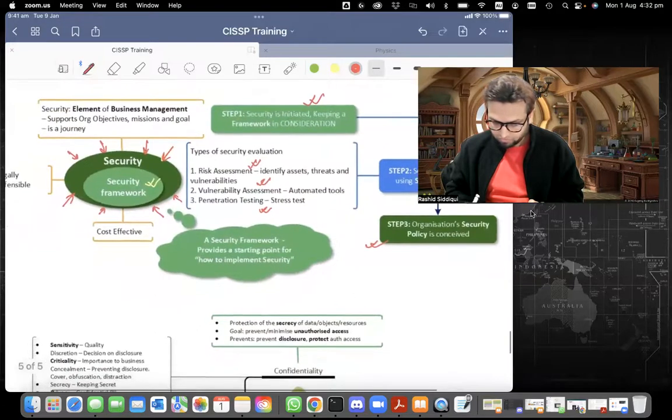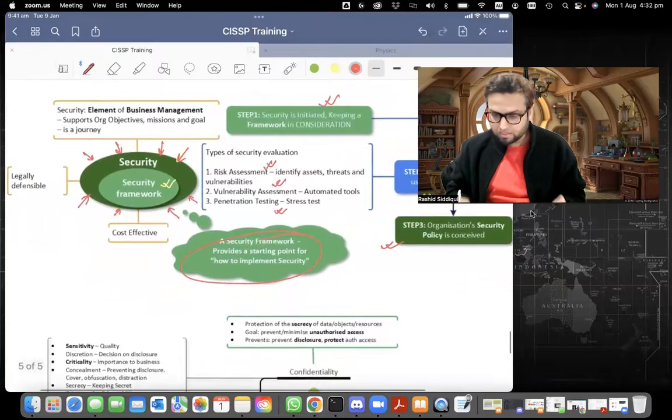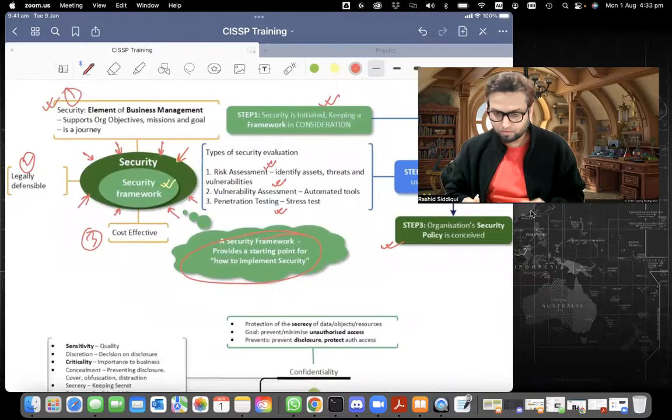Now, a security framework provides a starting point for how to implement security, right? And when we are designing security, we have to take care of these 3 basic qualities, and we should have this spirit in our organization, that security is treated as an element of business management. It's not something alien to business management, right? And it should support the organization's objective, its mission and goal.